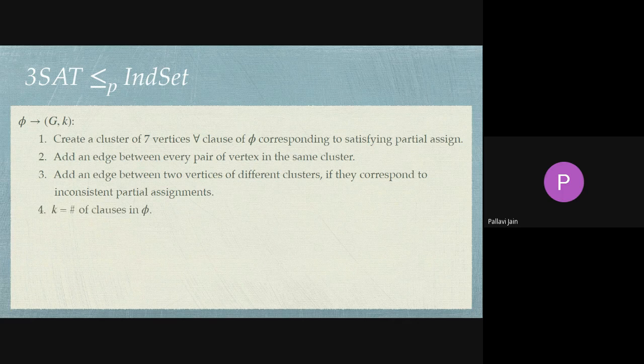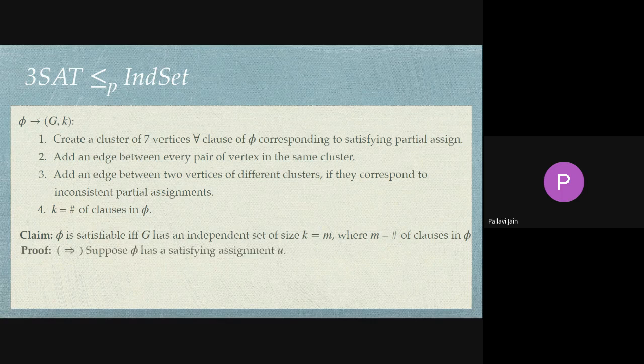Okay. So let's prove now, like you said, we still have to prove that this works. So our claim is that phi is satisfiable if and only if G has an independent set of size K, where K is equal to M, the number of clauses in phi. Okay, so let's do it in 2 steps. First, we'll go the forward direction, and then we'll go backward direction.